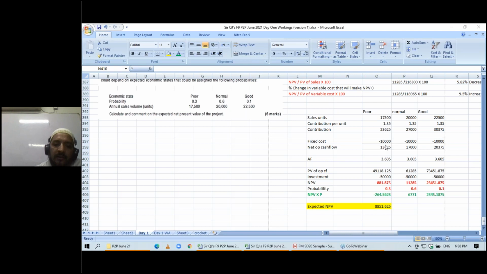Yes, if you first multiply your probabilities with the cash flows, and then you multiply with the annuity fraction, you will get the same answer. The reason is that the annuity fraction is the same. The rates are not changing. The annuity fraction is 3.605. It's the same for every year.